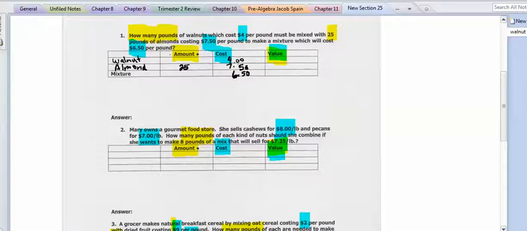Okay, and let's go back up to the question, how many pounds of walnuts? So our walnuts is what we don't know, how many pounds we're going to use. Okay, now because there is a blank down here at the bottom of our chart, we know that this is going to be an addition problem. It's going to be x plus 25. So let's go ahead and put x plus 25.